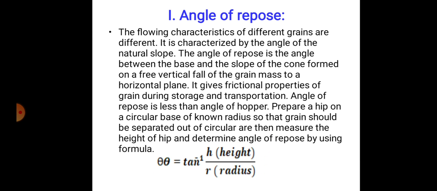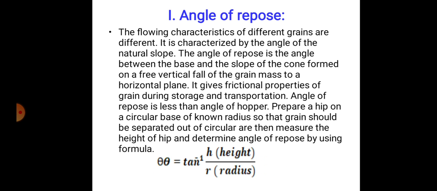And angle of repose. The flowing characteristics of different grains are different. It is characterized by the angle of natural slope. The angle of repose is the angle between the base and the slope of the cone formed on a free vertical fall of the grain mass to a horizontal plane. It gives the frictional properties of grain during storage and transportation. Angle of repose is less than the angle of hop.